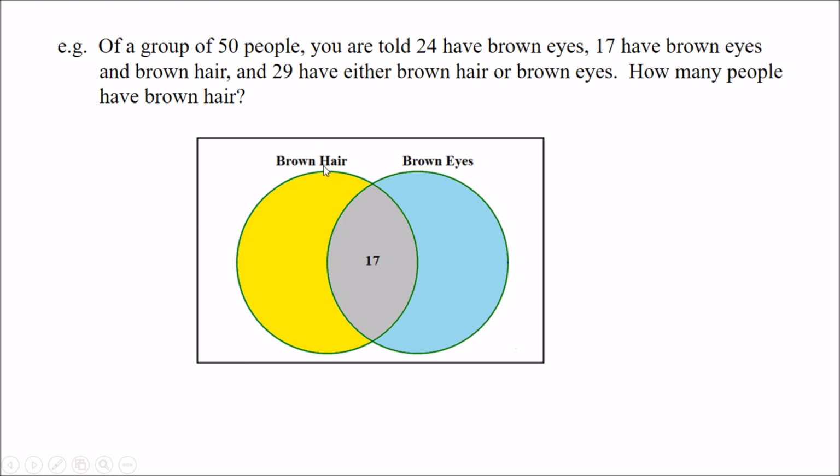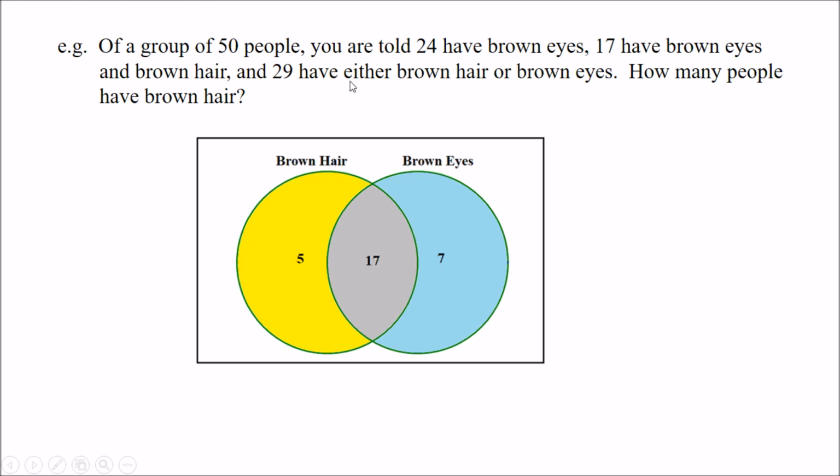Again, starting with the Venn diagram, I have brown hair on the left, brown eyes on the right. We have 17 that have both. Filling in these numbers, I would have to have 7 brown-eyed people that do not have brown hair. Because remember, we have to have 24 brown-eyed people. If we had 17 of them here, there must have been 7 out here.